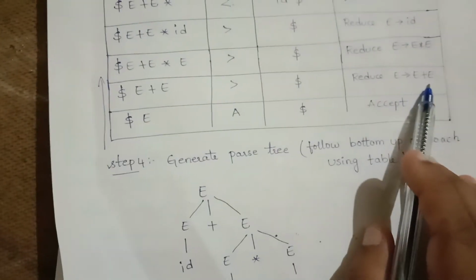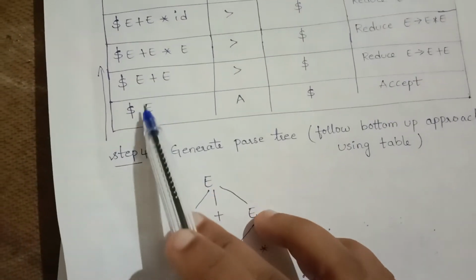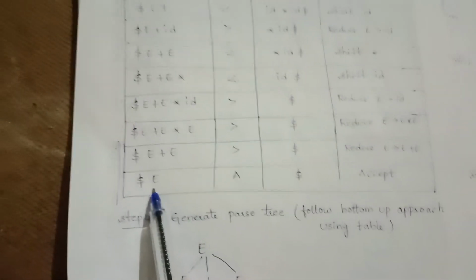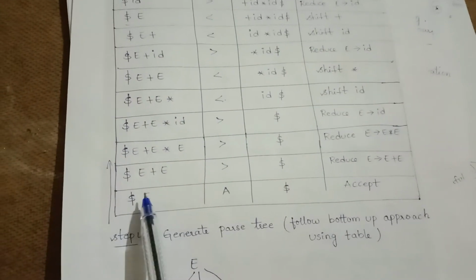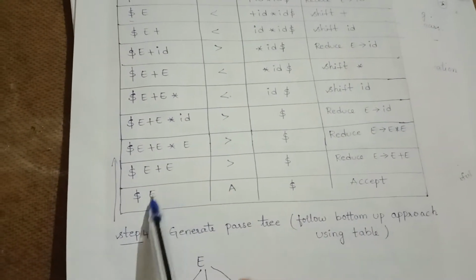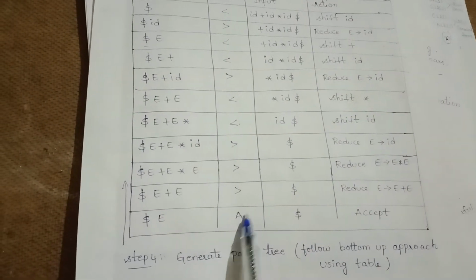So reduce E tends to E plus E. So E plus E is reduced with E, and here dollar and dollar, that has reached the starting symbol. Dollar and dollar is nothing but accept, and the action is accept.